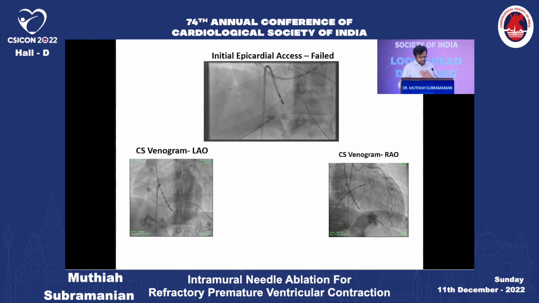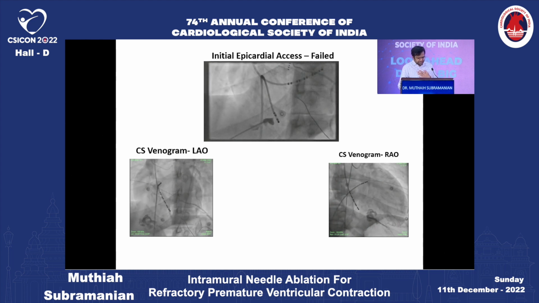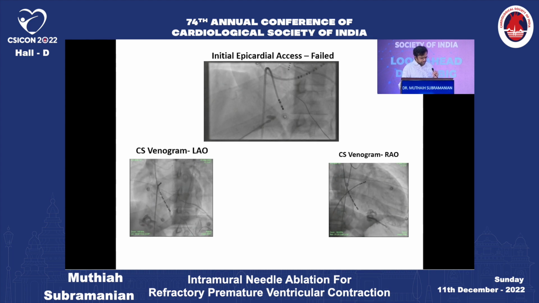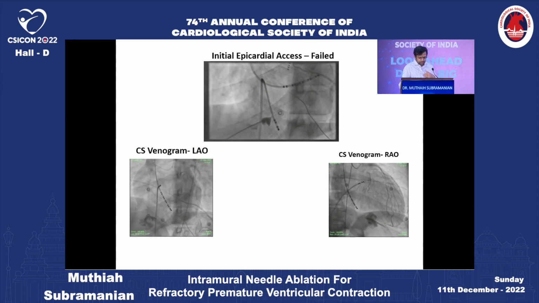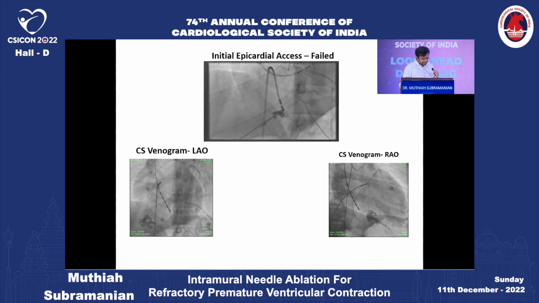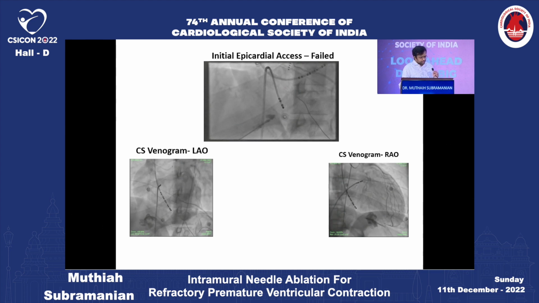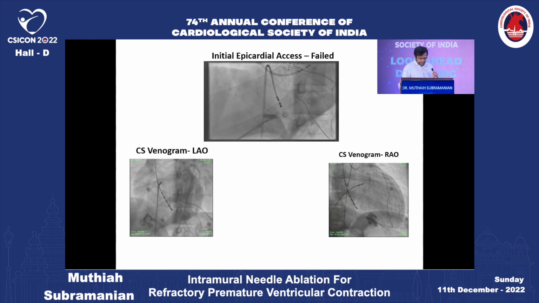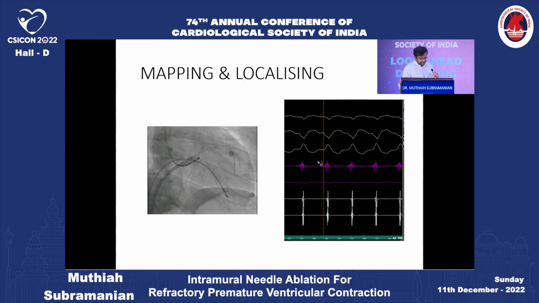The initial epicardial access was difficult in this patient. The patient already had a failed epicardial ablation, and it was difficult for us to reach the epicardium. So the CS venogram is shown in LAO and RAO, and this is important to understand where the venous anatomies are, because you need to have an accessible vein. And here's the other problem: if your vein is too large, it's a problem, because you cannot instill alcohol into too large a vein. So you need ideally a small branch of a vein where you can instill your alcohol for the ablation.